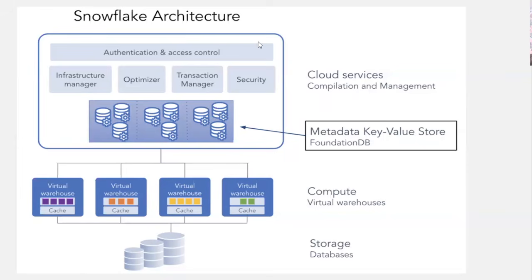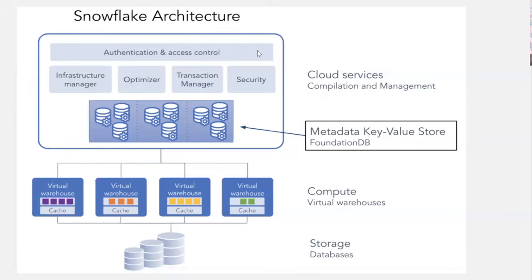So Snowflake architecture. Now Snowflake has a 3-layer architecture. The first layer is called the cloud services layer, which is this blue box highlighted. This is also called the brain of Snowflake. The second layer is the virtual warehouse layer, or you can say the compute layer. And the third and the last layer is the storage layer.